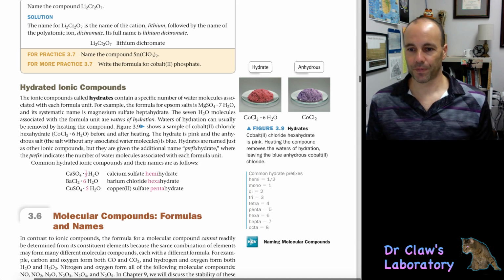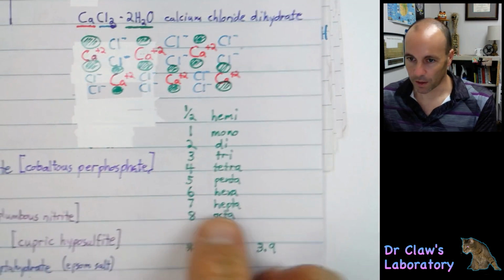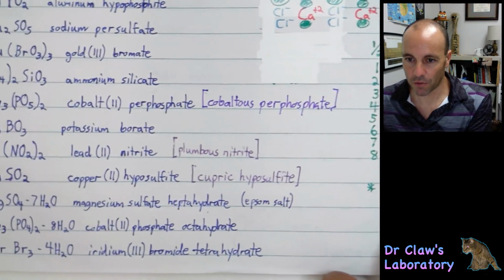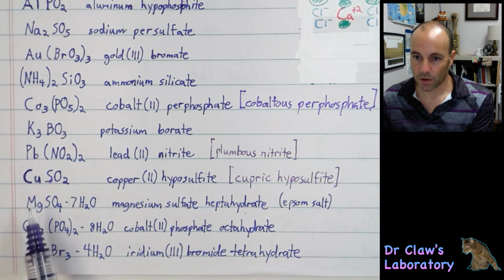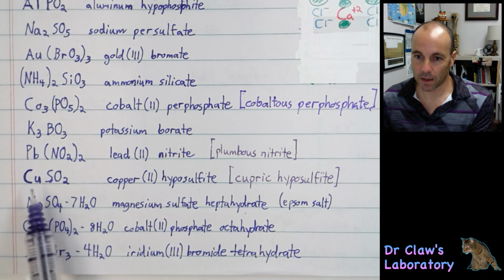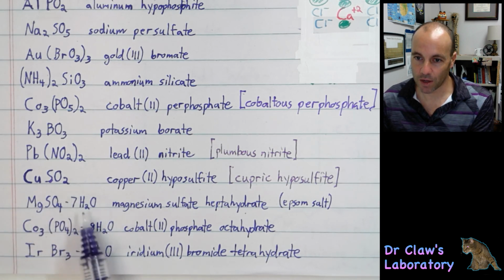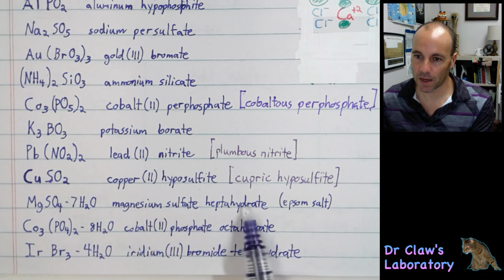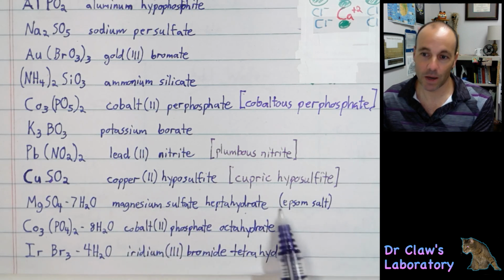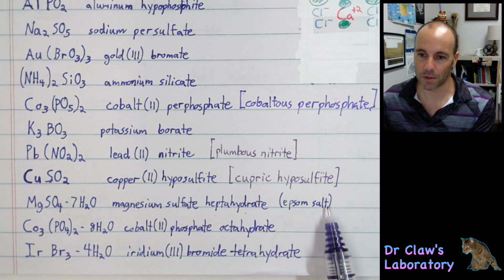All right, so let's look at the last 3. So this is an ionic compound with a hydrate. This is magnesium, and this is sulfate with 7 waters. So magnesium sulfate heptahydrate. This is also Epsom salt that you'll find in the drugstores.